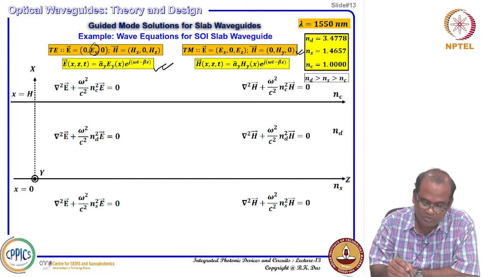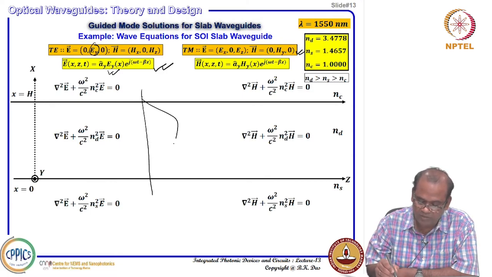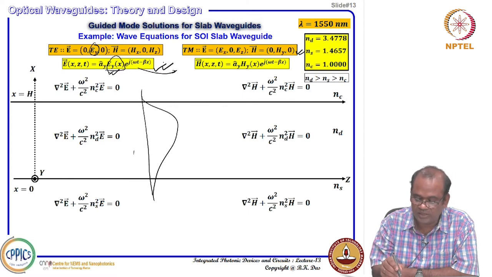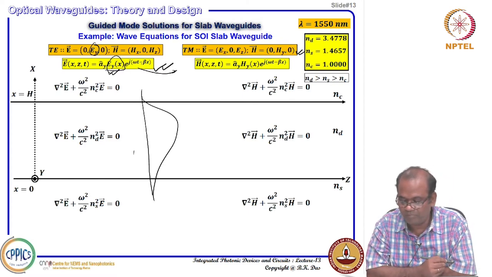In this case, we consider that our electric field has only one component, the y component. From our ray optics picture, we know that this electric field will have some kind of distribution, an x dependent distribution along the x direction. It will be propagating along the z direction. We consider that the z direction propagation constant is beta.